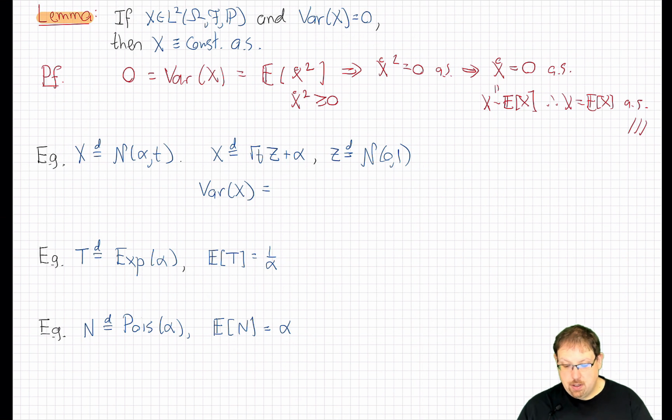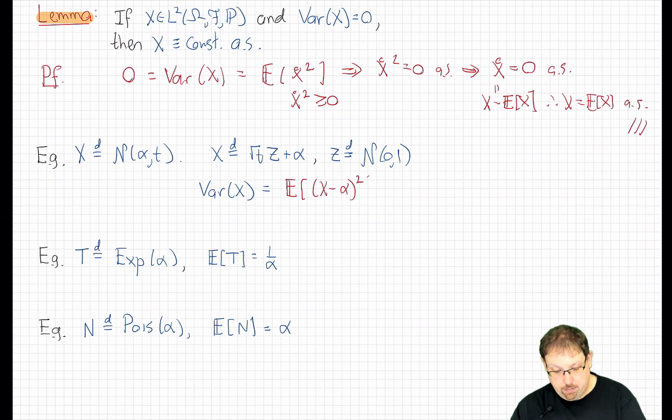And we also showed that alpha over here is the expected value of such a random variable. But we have yet to identify what the parameter t means. Well, the variance of x is the expected value of the square of its centered version. And since its mean is alpha, it's the expected value of x minus alpha squared. But since x and this affine transformation of z have the same distribution, we can substitute this in for x and get the same answer under the expectation thanks to the change of variables formula.